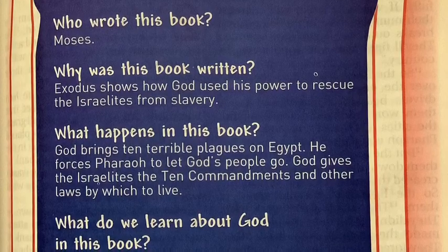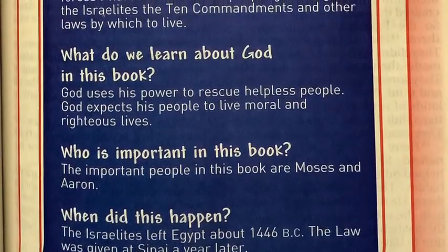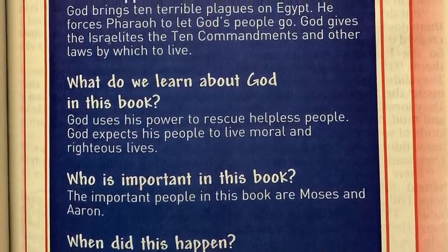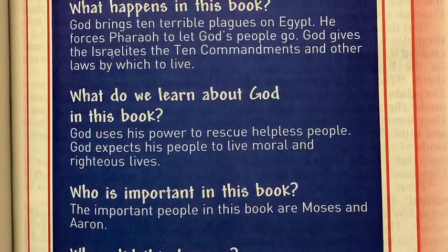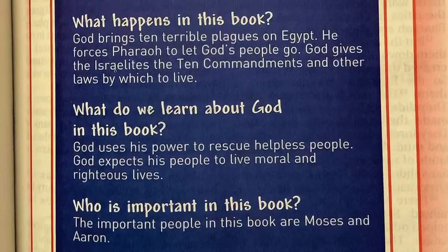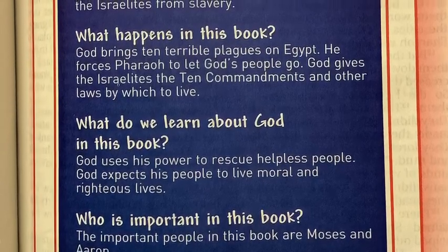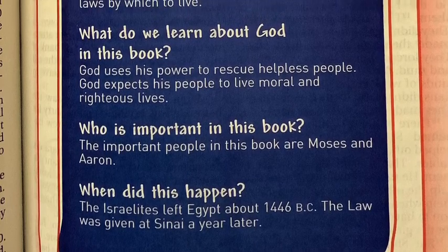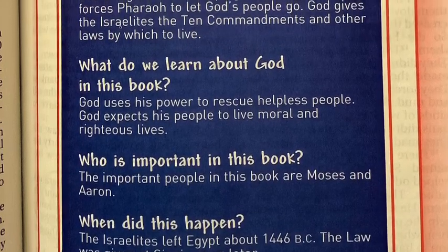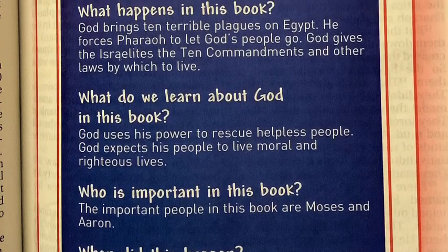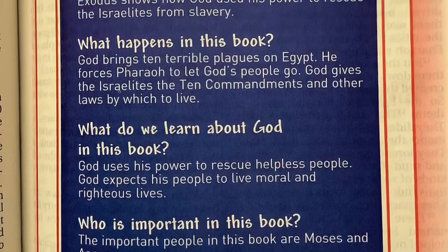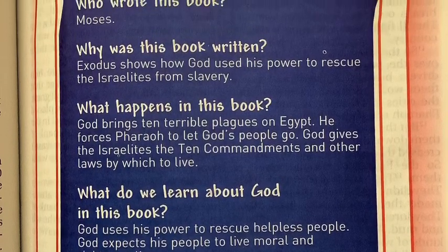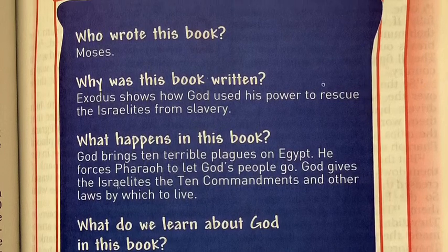What do we learn about God in this book? God uses his power to rescue or save helpless people. God expects his people to live moral or righteous lives, or to be good. Who is important in this book of Exodus? The two most important people are Moses and Aaron. When did this happen? The Israelites left Egypt about 1446 BC. That's about 1,500 years before Jesus was born. The law was given at Sinai a year later, and we're going to learn what that means a little later.